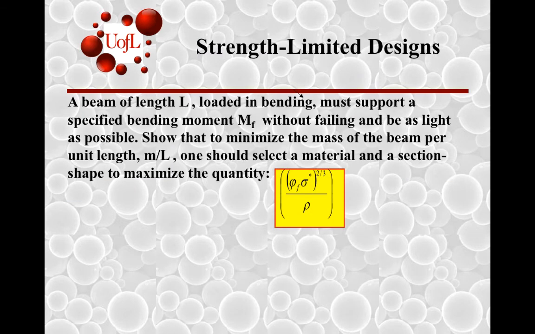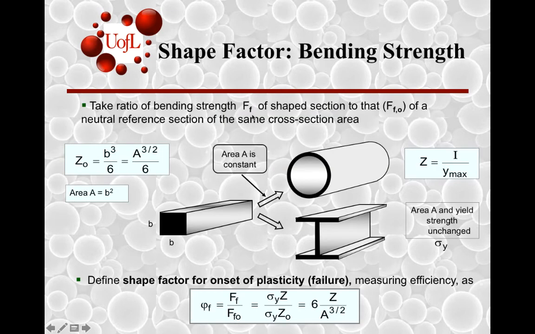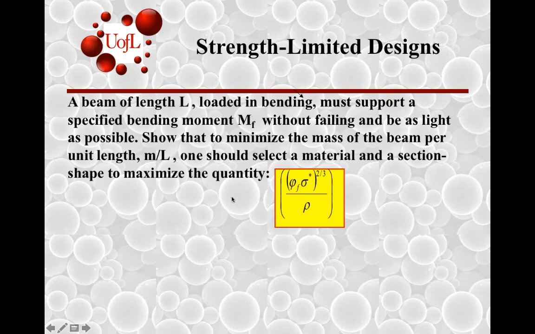Let's take the situation where you have a beam of length L loaded in bending, and it must support a specified bending moment Mf without failing and has to be as light as possible. If you go back to modules 1 and 2, you would look into this as minimizing the mass of the beam, with a mass per unit length of m by L. What material would best satisfy these constraints, and what shape would best satisfy these constraints?